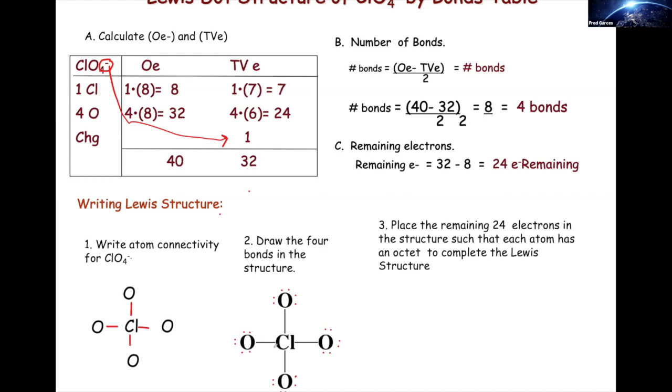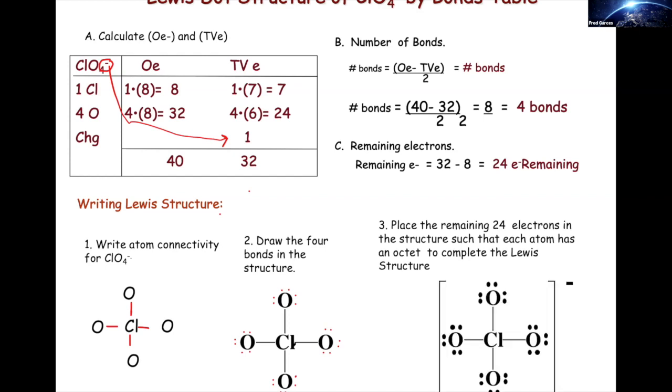I'm not looking at, okay, I have 7 electrons from chlorine, how do they go? What I do is I take all the electrons, I just put them in a pool, and then I redistribute those electrons in such a way that it follows the octet rule. We put a bracket to indicate that the whole thing is a -1 charge.